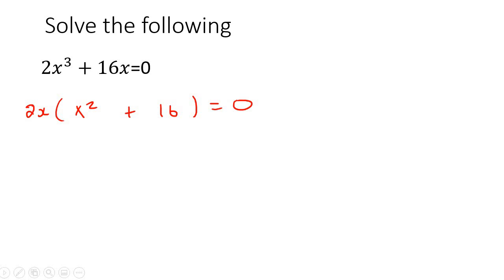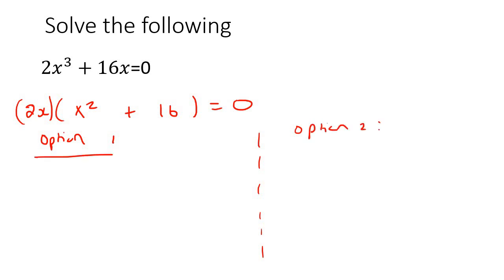Now, with this one, you can think of this as a bracket. So here we could say that 2x is equal to 0, or x squared plus 16 is equal to 0. Or actually, let me break this up into option 1 and option 2. This is where we need to break it up. So for option 1, we say that 2x would be equal to 0, or x squared plus 16 will be equal to 0.